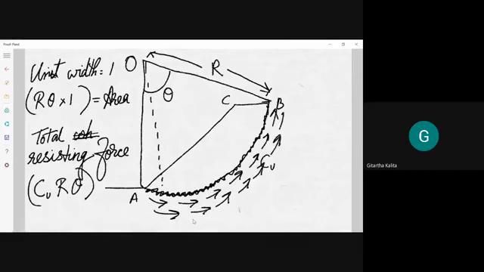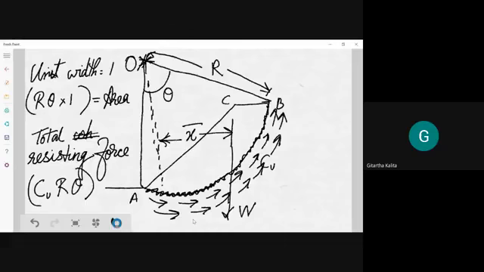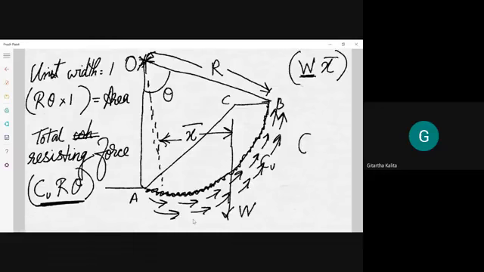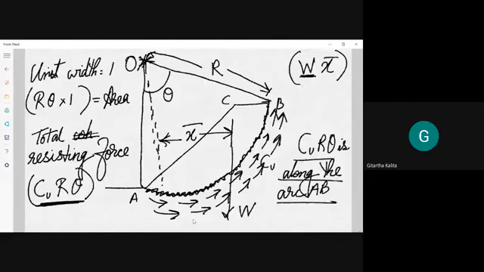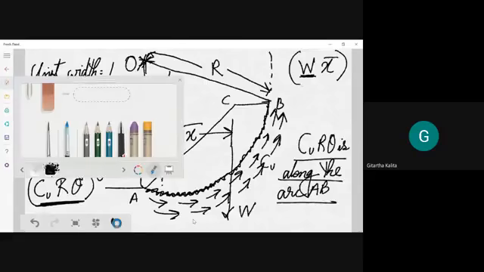And what is the moment of Cu r theta about O? Since we are taking the moment about O, as in the case of W also, where the distance of the line of action of W from O was x bar, this is how we got the disturbing moment. Now for the resisting moment, we have a force similar to W, which is Cu r theta. What is the distance of this force from O? The force is moving along the arc AB, which is the surface of the bigger circle.